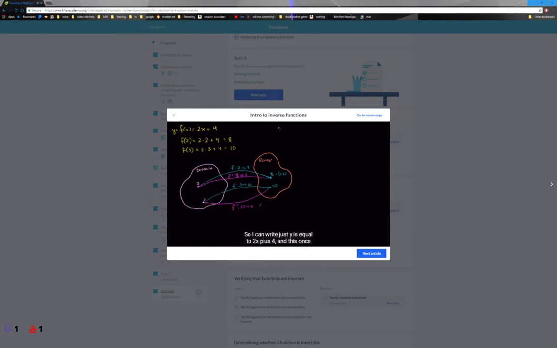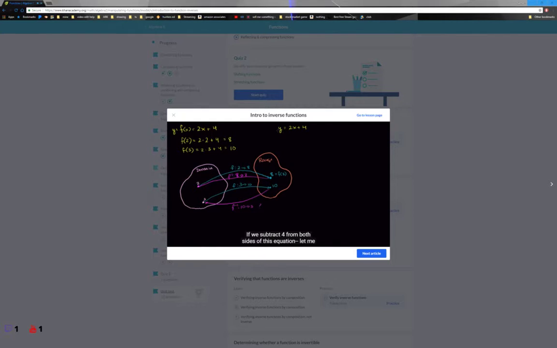So I could write just y is equal to 2x plus 4. And this, once again, is our function. You give me an x, it'll give me a y. But we want to go the other way around. We want to give you a y and get an x. So all we have to do is solve for x in terms of y.